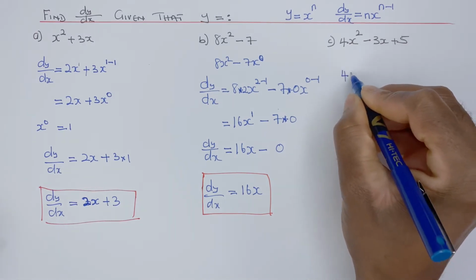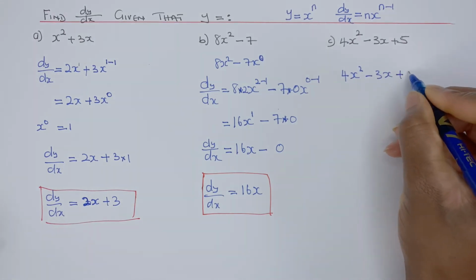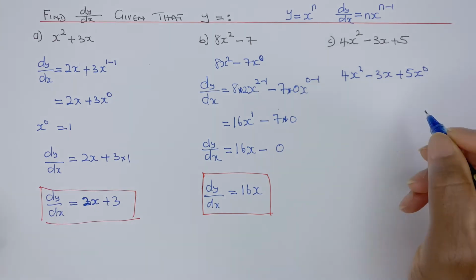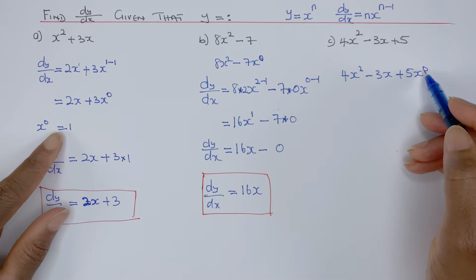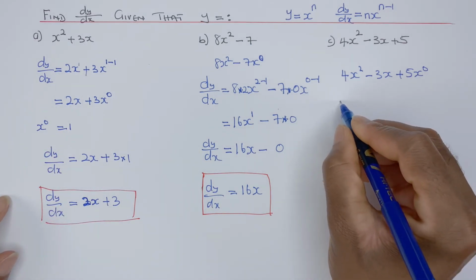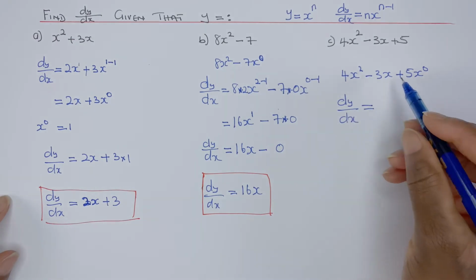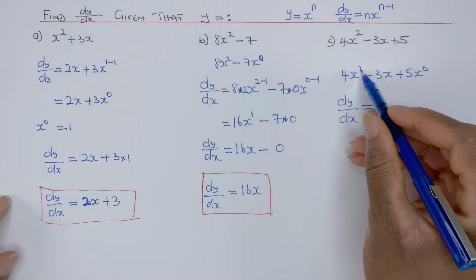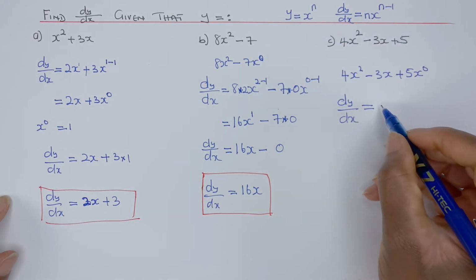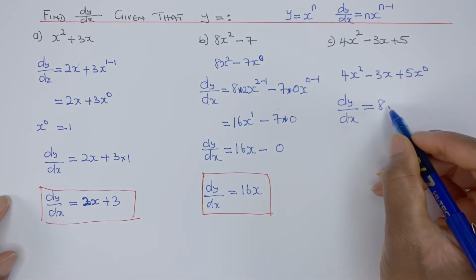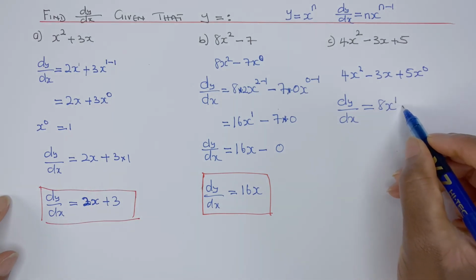So that's 4x squared minus 3x plus 5x to the power of 0. Remember, x to the power of 0 is 1. So to find dy/dx, that will be equal to, you bring the 2 down because the n is 2. So you bring the 2 down, that's 4 times 2. 4 times 2 is 8. x, 2 minus 1 is just 1.